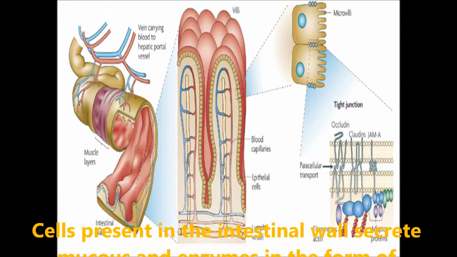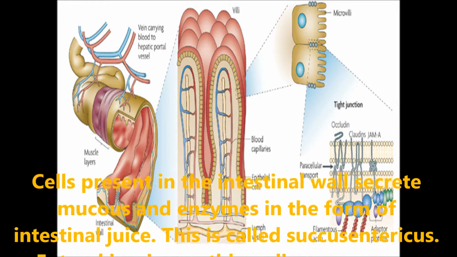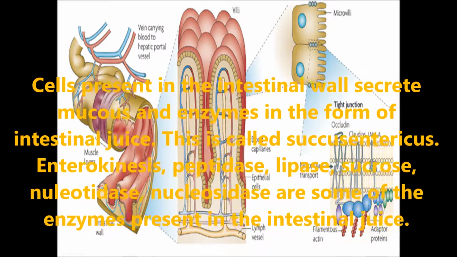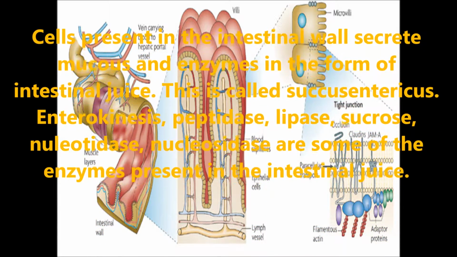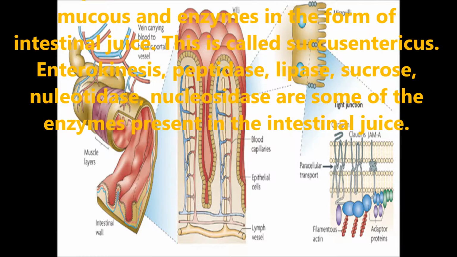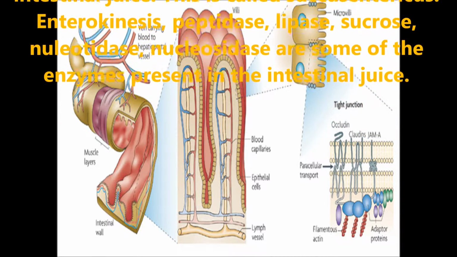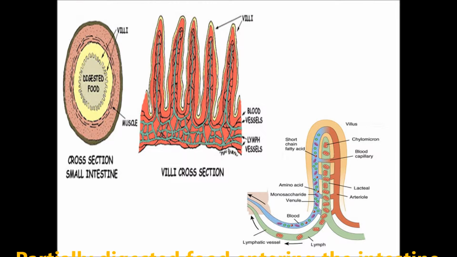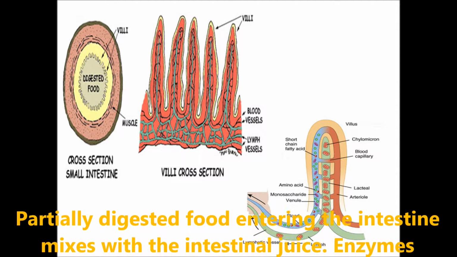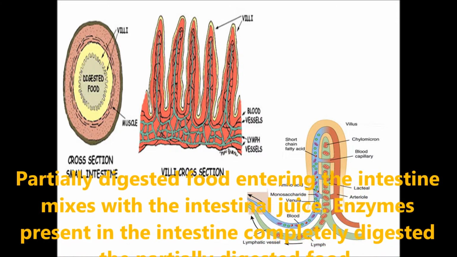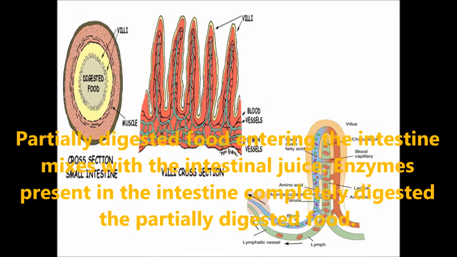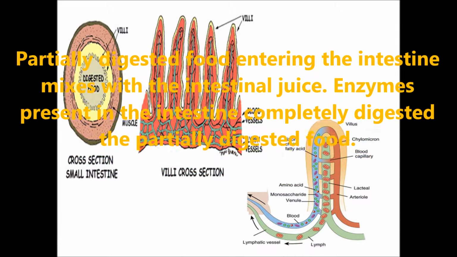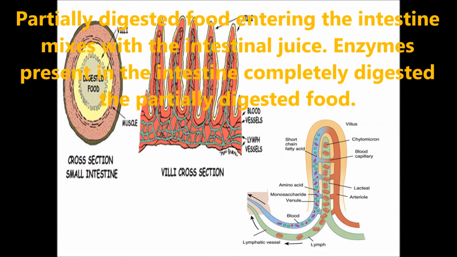The cells present in the intestinal walls secrete mucus and enzymes in the form of intestinal juice. Enterokinase, peptidase, lipase, sucrase, nucleotidase and nucleosidase are some of the enzymes present in the intestinal juice. Here the partially digested food entering the intestine mixes with the intestinal juice. The enzymes present in the intestine completely digest the partially digested food.